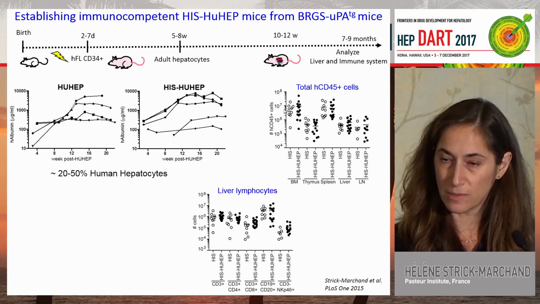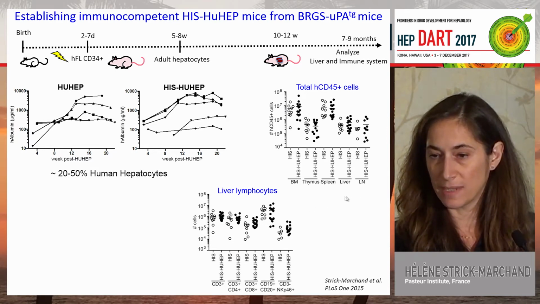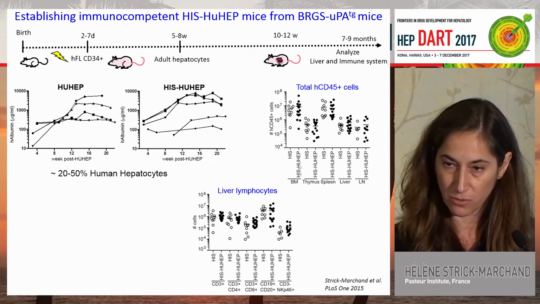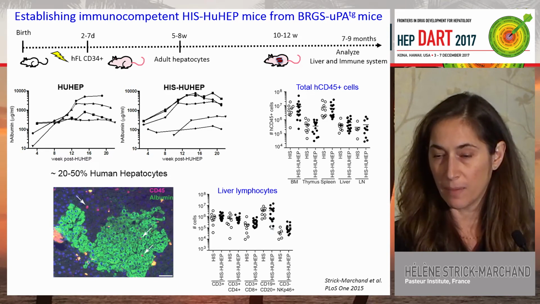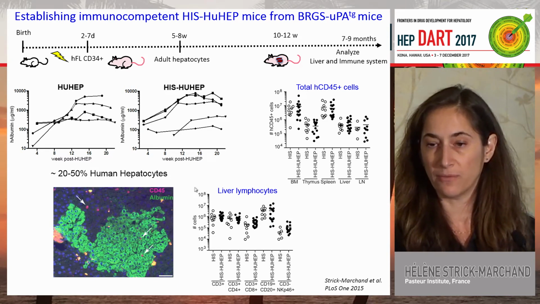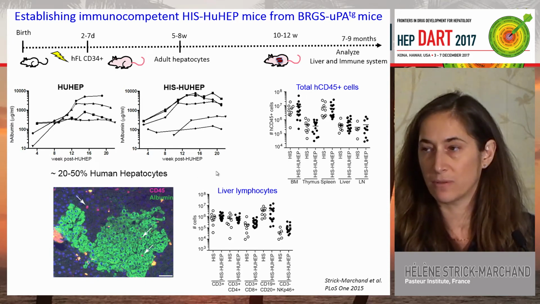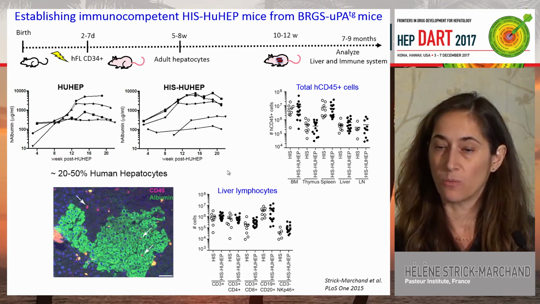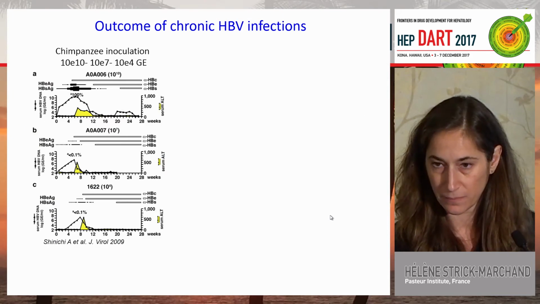If you look at the immune system of these animals, you get similar reconstitution in the primary and secondary lymphoid organs. So here we're comparing animals humanized only for the immune system, called HIS, with the double humanized HIS-HUHEP. And when you look at the liver lymphocytes, it's similar populations. And if you look in the liver of the animals, you don't see any graft versus graft reaction. And this is probably due to the fact that you're tolerizing the liver by injecting the hepatocytes while the T cells are being educated in the thymus of the animals.